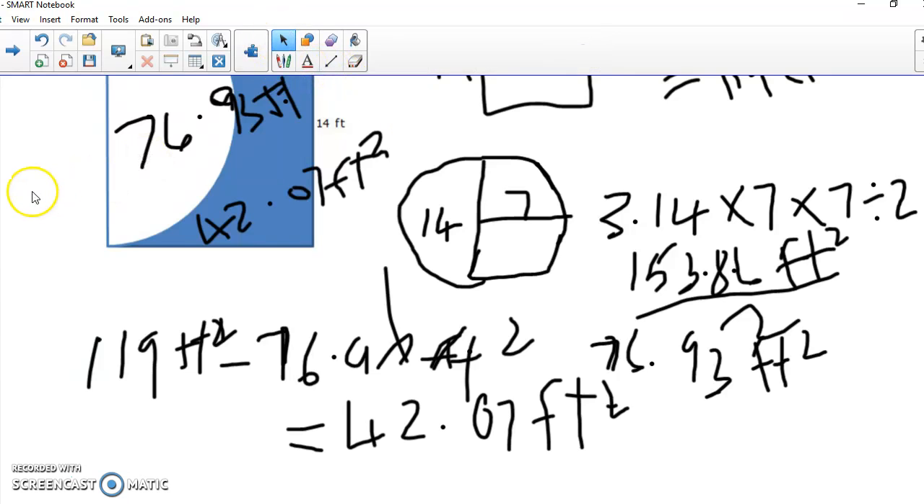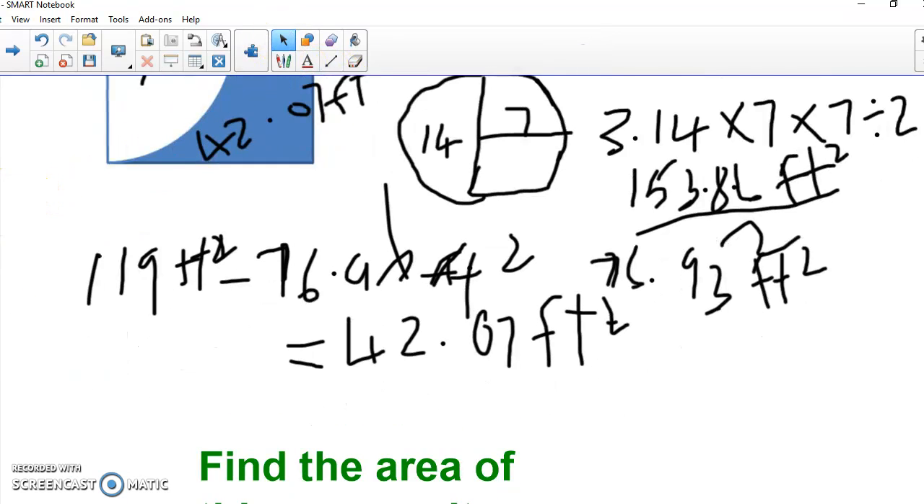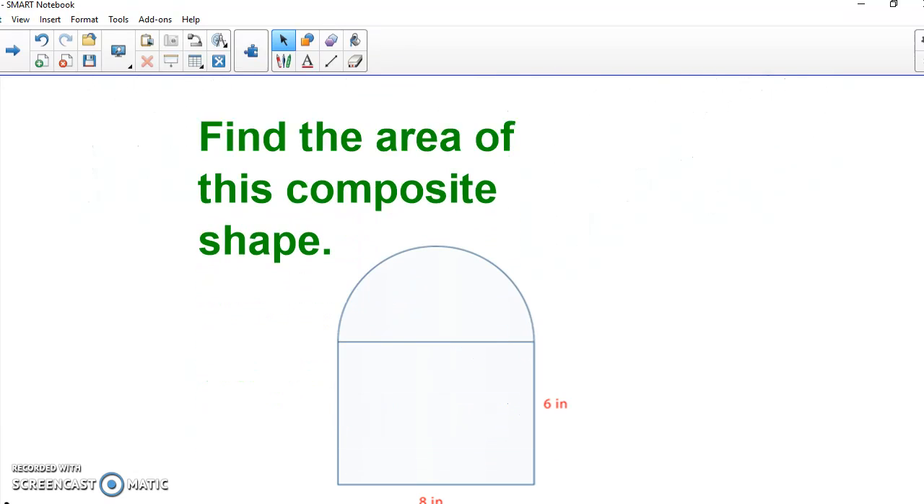Now it's your turn to try one of your own. So I would like you to find the area of this composite shape.